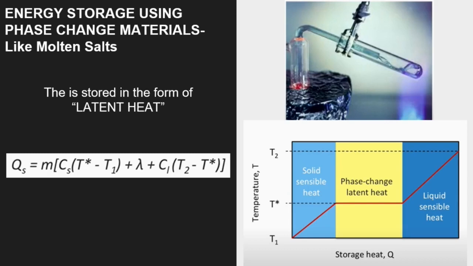Thus all the energy that is to be stored is stored in the form of change in temperature and change of state. Basically, talking about phase change materials, the properties they should have are high latent heat, and the phase change should be a reversible process, very important, because once we store the heat, we also need to use the heat back. Very common examples of molten salts used for this are sodium sulfate, calcium chloride, and magnesium chloride.